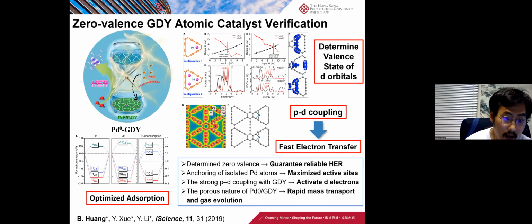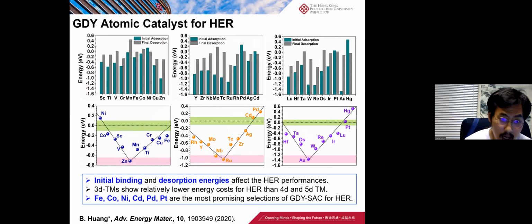Another example is the platinum-based atomic catalyst on the GDY. In this catalyst, the zero-valence platinum is activated by the PD orbital coupling with the GDY. As we predicted in our previous work, these electrocatalysts have shown excellent performance in water splitting. Therefore, this investigation has confirmed that the theoretical screening of SACs is consistent with experimental verifications. Then we move on from the zero-valence SACs to SACs with specific functions.